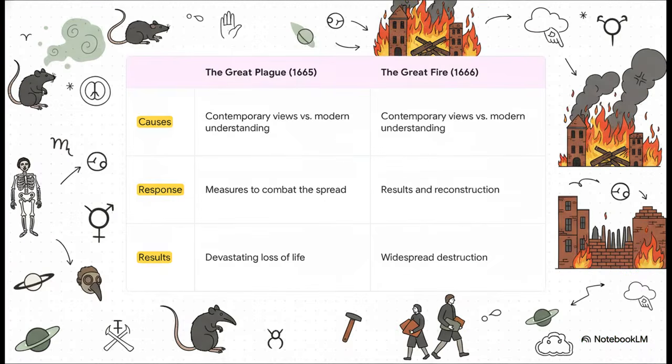Now this is where things get really dramatic. London gets hit by this unbelievable double whammy. First, in 1665, the Great Plague, which killed something like 100,000 people in London alone. Then, just 1 year later, the Great Fire of London rips through the city and destroys most of it.